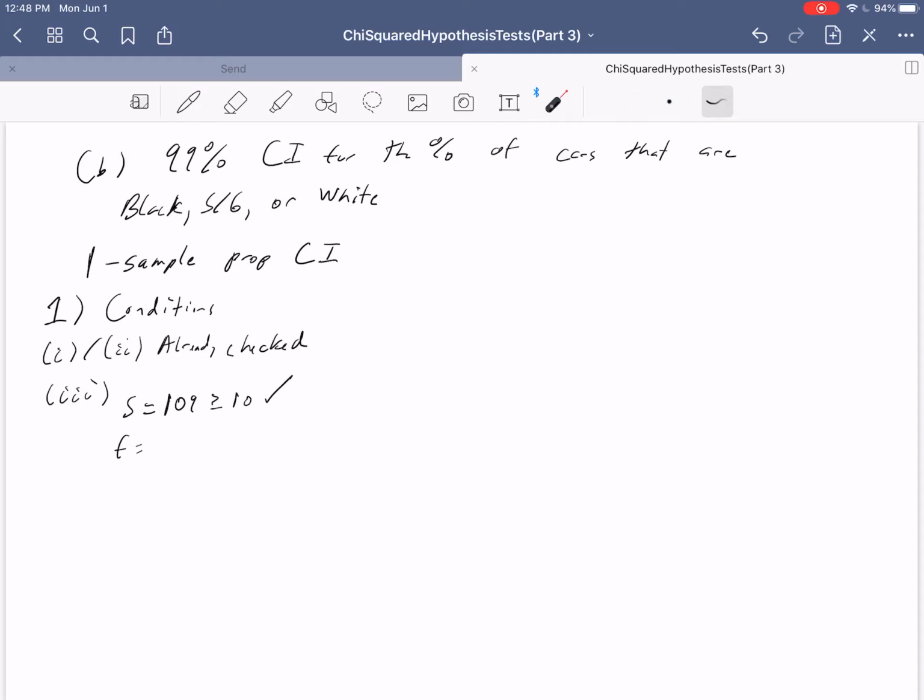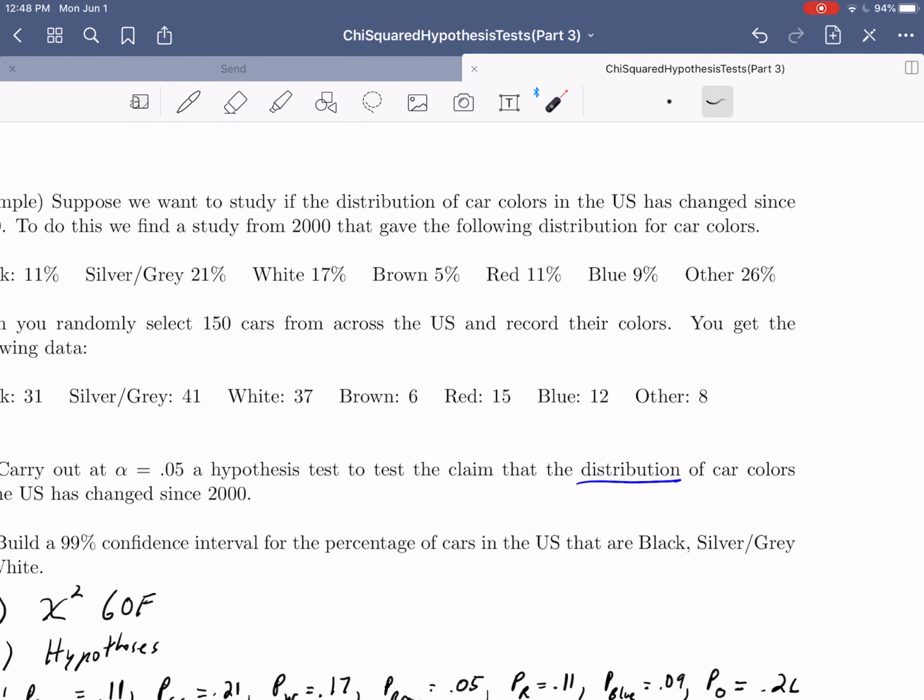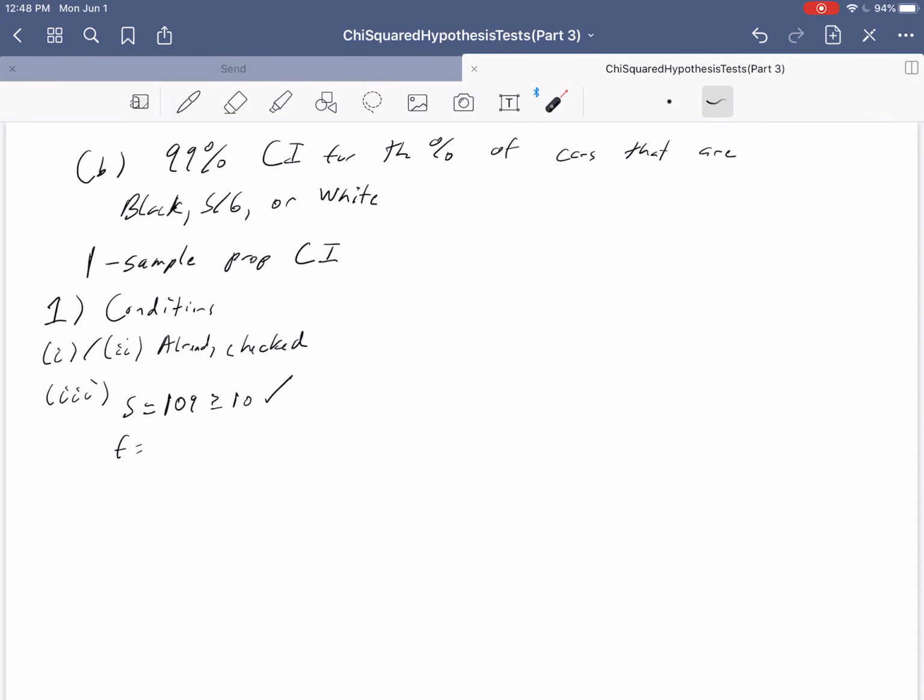We're all good. For our failures, we have 2 ways we could figure that out. We could remember that our sample size was 150. 150 minus 109, which is 41, would give us the number of failures. Or we can just go back and count everything that wasn't black, silver, gray, or white. So let's just go confirm. We had 6 brown, 15 red, that's 21, 12 blue, that's 33, 8 other, that's 41. So, yep, we did have 41 failures here. And that is greater than or equal to 10, so we're all good. Then we can go ahead and do our construction.